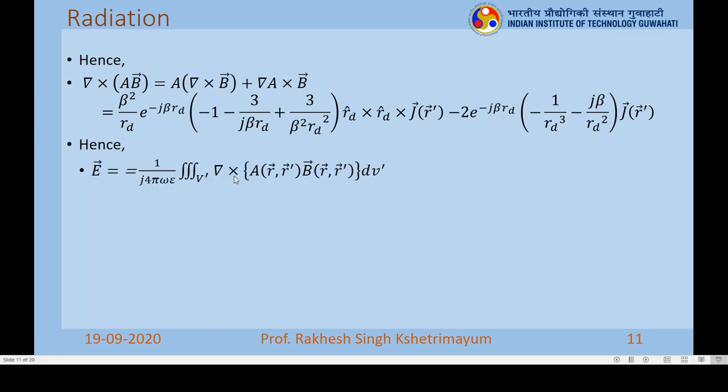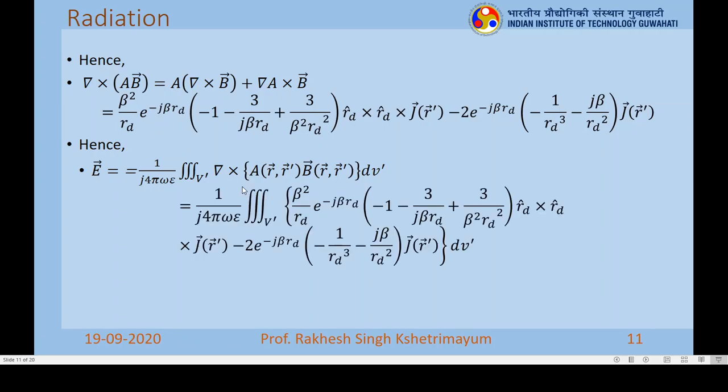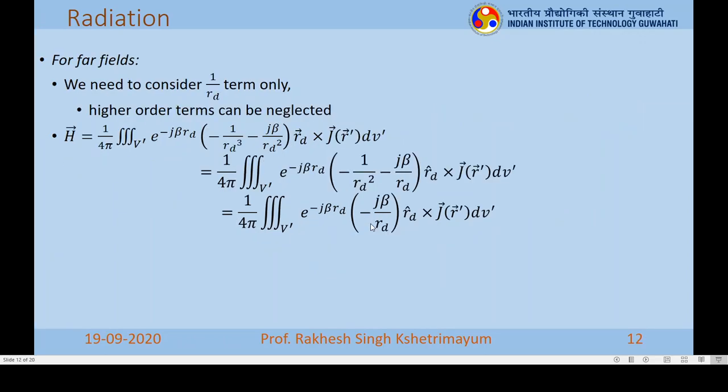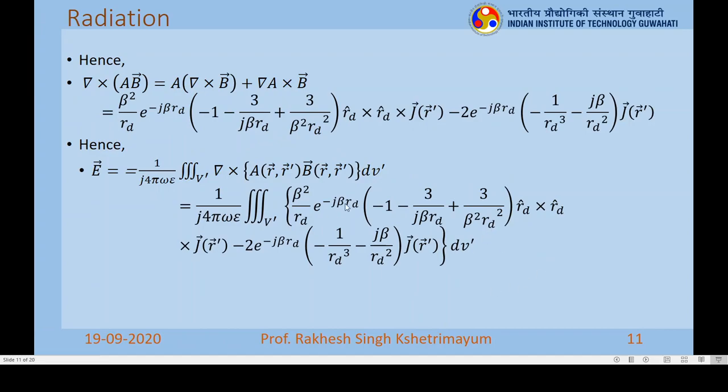So the integrand is curl of A scalar quantity B vector. This is what we have already found out. So we can just plug it in here and we have the expression for the electric field. This long expression you have here. You don't need to worry about this long expression here. What we are interested in is the far field region of the antenna, and those are actually the usable fields for long distance communication.